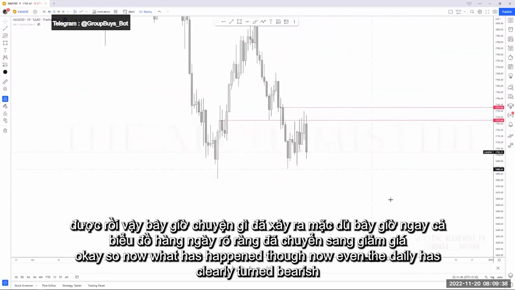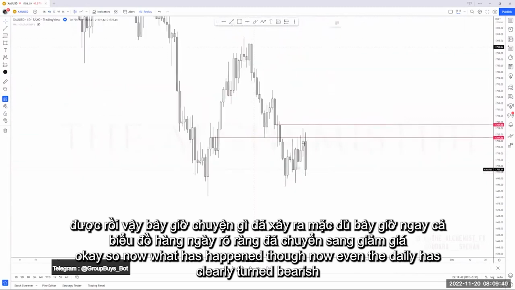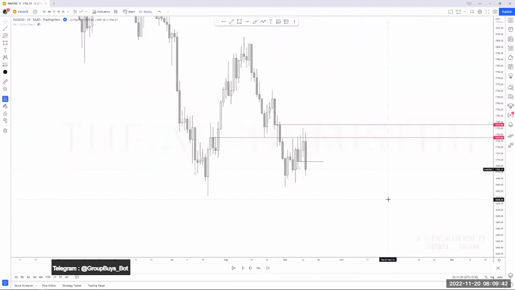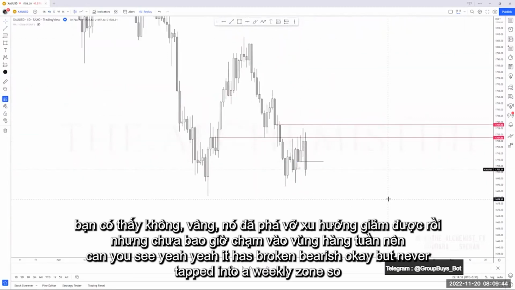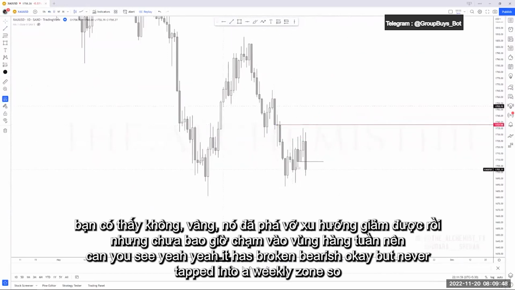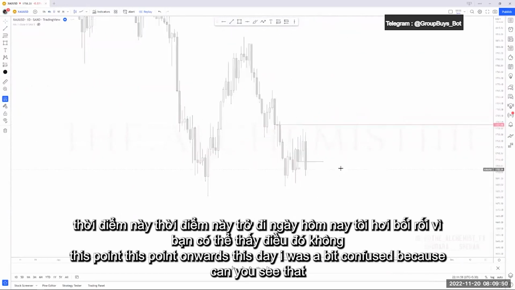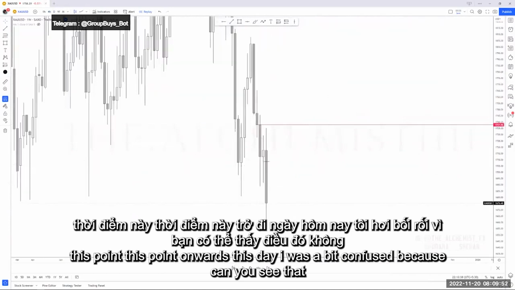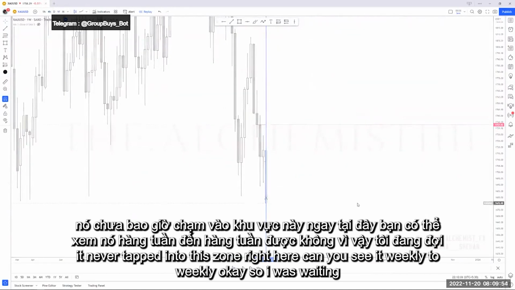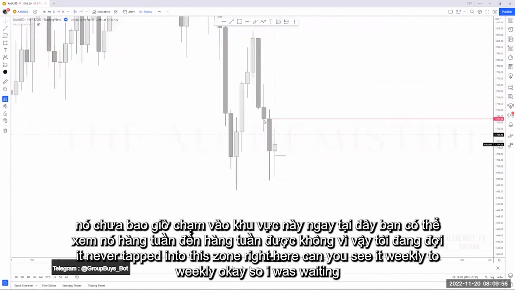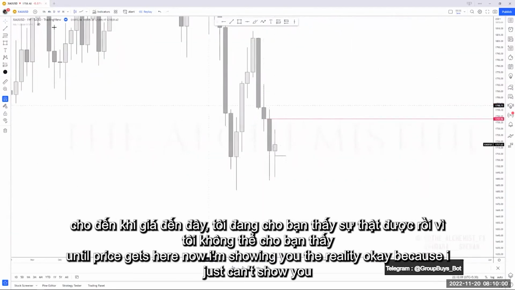Okay, so now what has happened though? Now even the daily has clearly turned bearish. Close below. Can you see it? Yeah, it has broken bearish. But it never tapped into a weekly zone. So from this point onwards, this day I was a bit confused because it never tapped into this zone right here. Can you see it? Weekly to weekly. So I was waiting until price gets here.